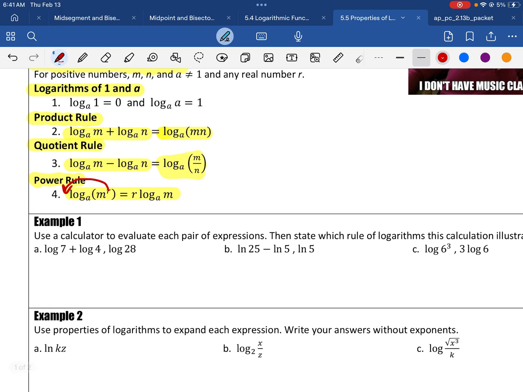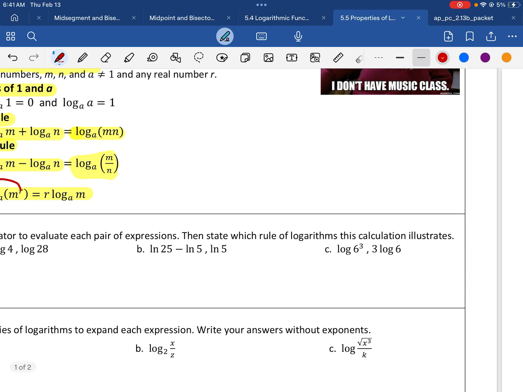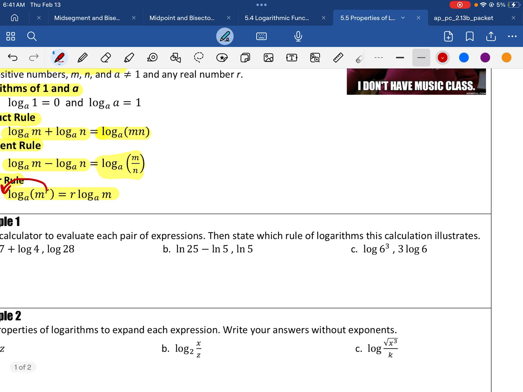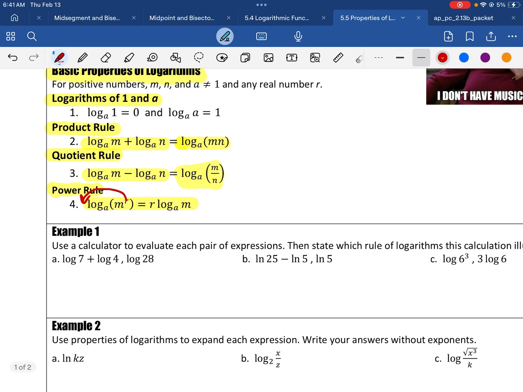This one says to use a calculator to evaluate each pair of expressions. Then state which rule of logarithms this calculation illustrates. I'm not going to do the values. You can do the values, but this one would be the power rule. I'm sorry, the product rule. This one is the quotient rule. And this one is the power rule.